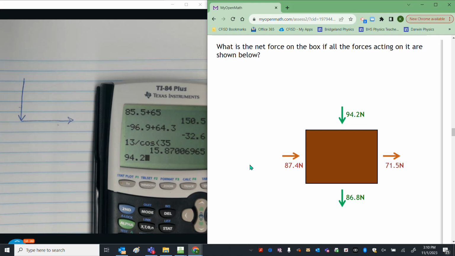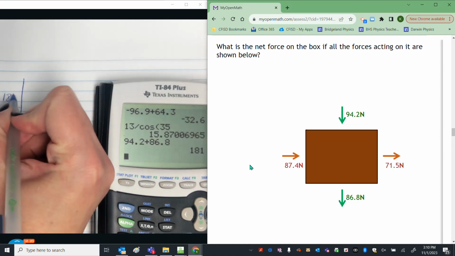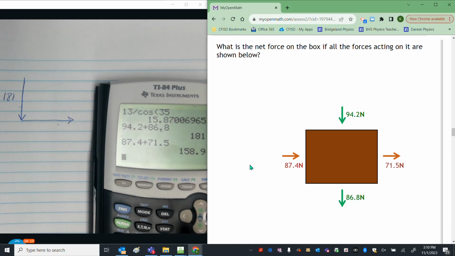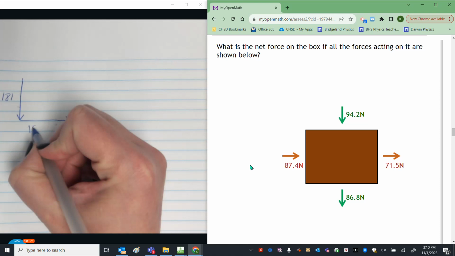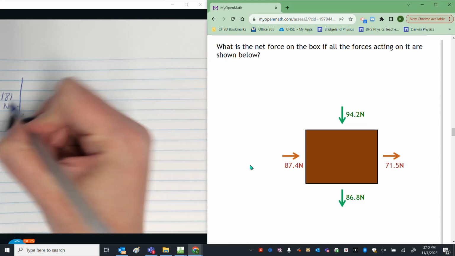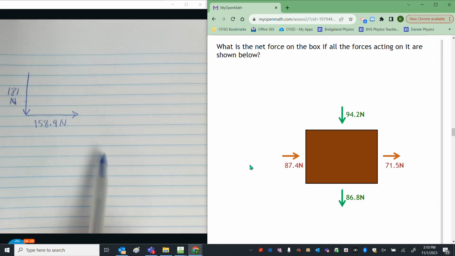94.2 plus 86.8 gives me 181. Okay, and then in the rightward direction, I have 87.4 plus 71.5, and I get 158.9. So those are my horizontal and vertical net forces. That's how much down in total, that's how much to the right in total.